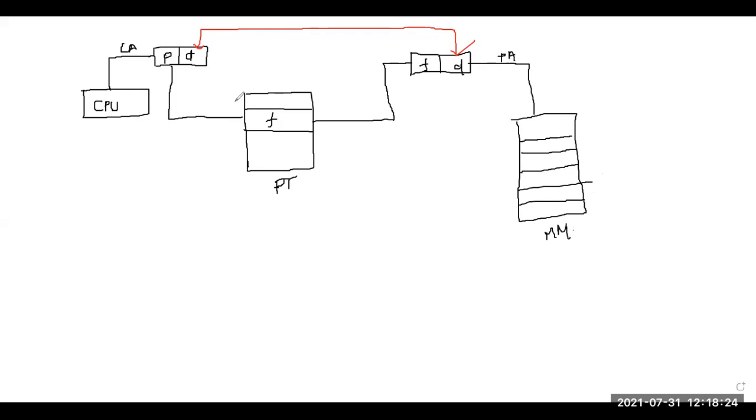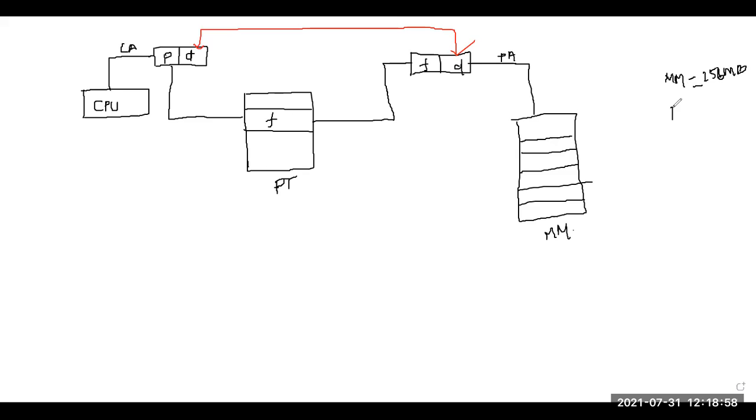What will be the size of this page table? How to calculate it? What is given in the question? The main memory size is given, which is 256 MB. The main memory size is 256 MB.